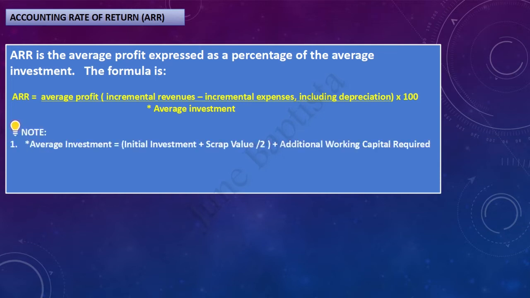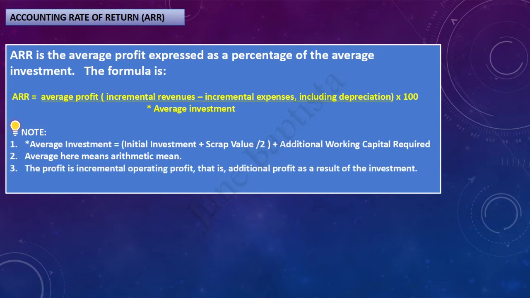Note 1, average investment is equal to initial investment plus any scrap value divided by 2 plus additional working capital required. Note 2, the average here means the arithmetic mean. Note 3, the profit is incremental operating profit, that is, additional profit as a result of the investment.